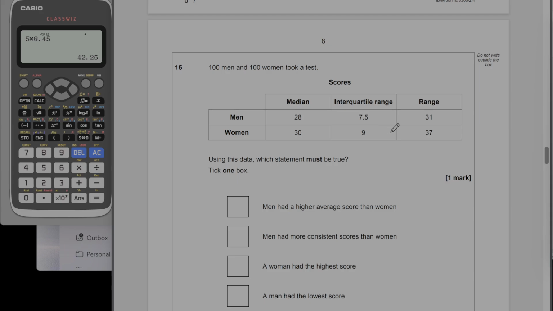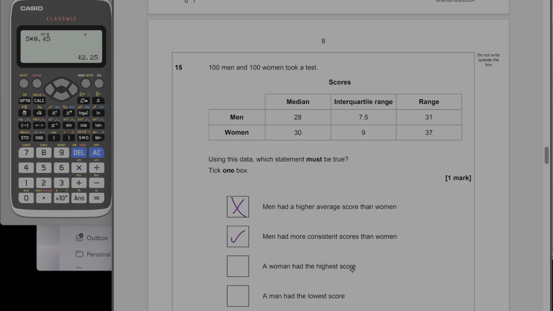Right, question 15. 100 men and 100 women took a test. And we've got their scores, we've got their median, their interquartile range, and their range. Using this data, which statement must be true? Tick one box. Men had a higher average score than women. We haven't really got all of the averages, so that would be a difficult statement to make. But even from the median, that's not true. Men had a more consistent score than women, so men have a smaller interquartile range and a smaller range. So I would agree with that statement, but we'll work out the others.